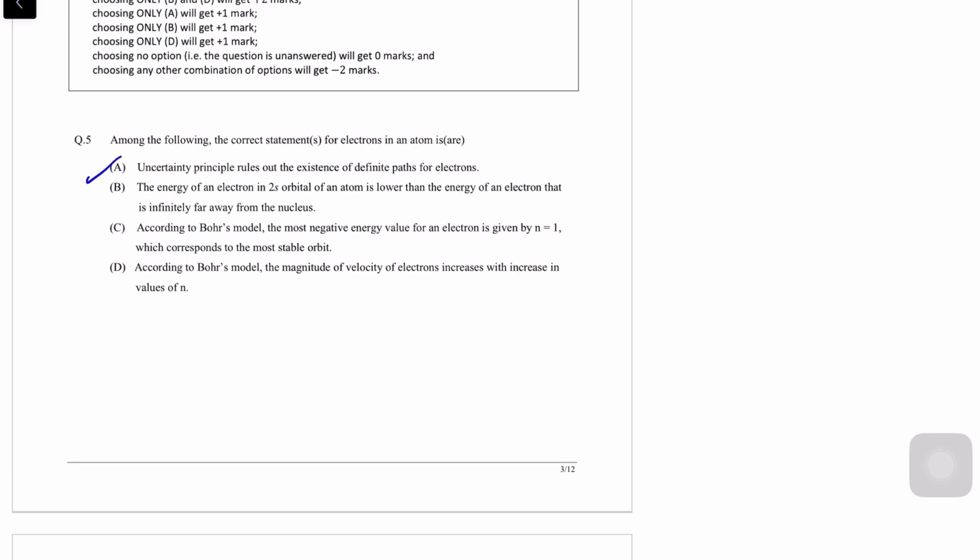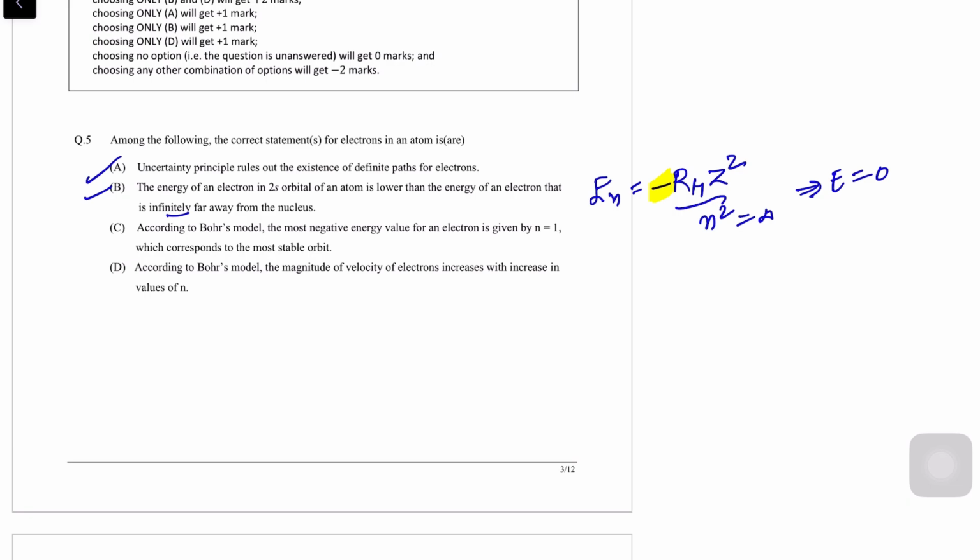Moving to option B, the energy of an electron in a 2s orbital of an atom is lower than the energy of an electron that is infinitely far away from the nucleus. We know that the energy of an electron is given by minus R_H Z squared by n squared. So from this expression we can see that the energy of a bound electron is negative. Yes, and if you put n equal to infinity, the energy comes out to be 0. So the energy of a free electron is 0 and the energy of a bound electron is negative, which is definitely lower than 0. So option B is also correct.